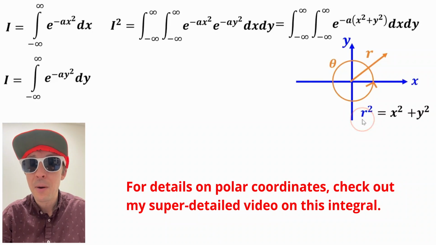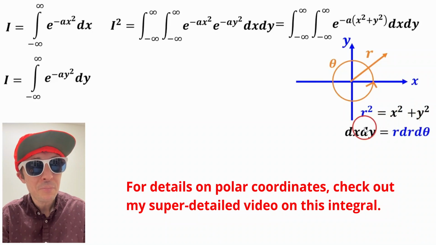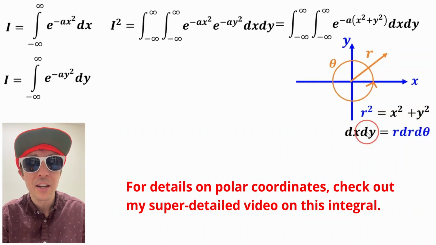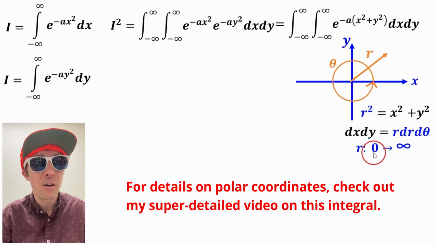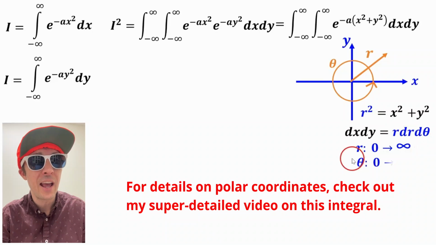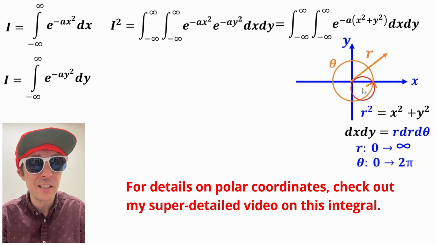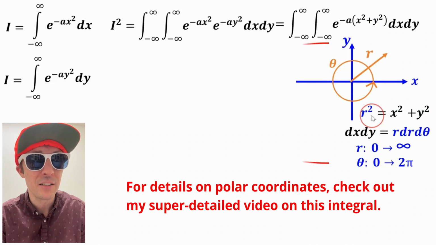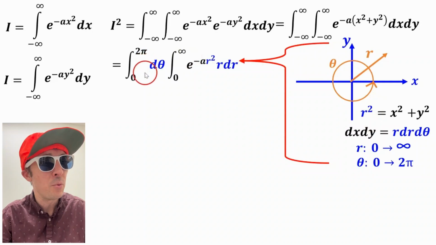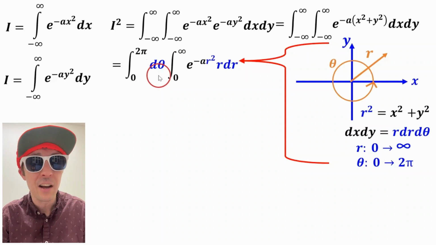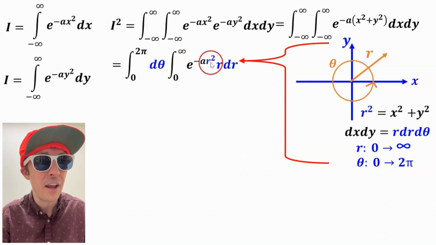r squared, using the Pythagorean theorem, equals x squared plus y squared. And so dx dy, converting into polar coordinates, is r dr d theta. r will go from 0 to infinity, and theta will go from 0 to 2 pi. Again, I went into crazy detail on this elsewhere, but this is how we get into polar coordinates super quickly. If we plug that in, we're now integrating d theta from 0 to 2 pi, and we're now integrating e to the negative a r squared.